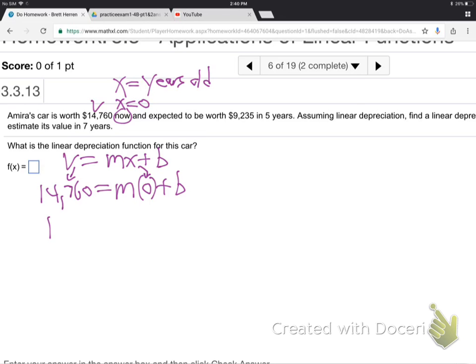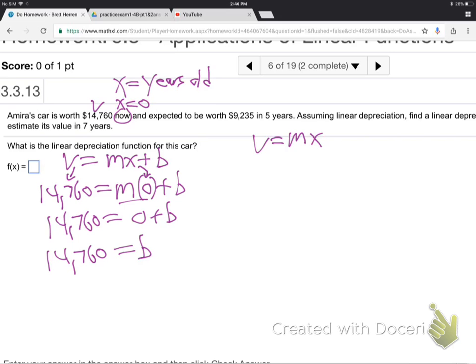So what can I do with that? I'll get to the other information in a minute. What's m times 0? Just 0, it's just gone. 0 plus b, that's just b. So that tells me, doesn't it, what b is? 14,760, that's the base price of the car. 14,760. Now I'm going to reuse that.